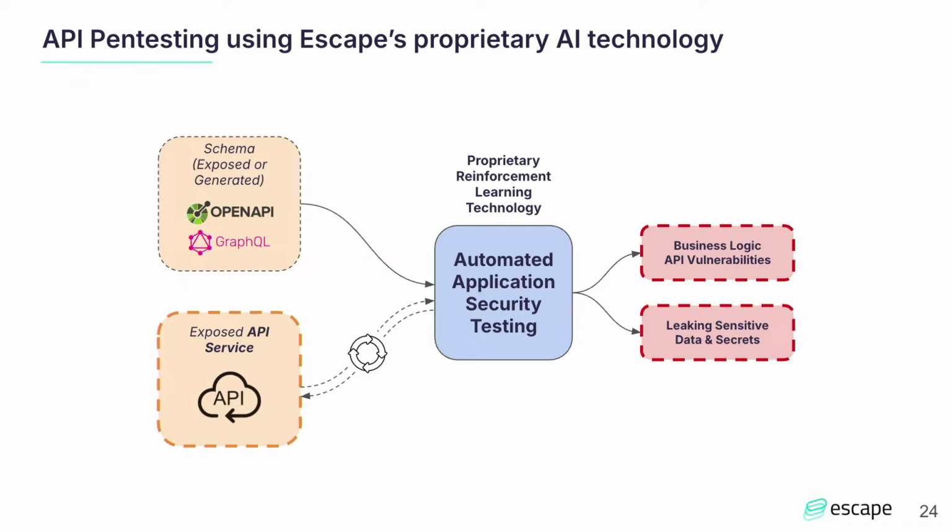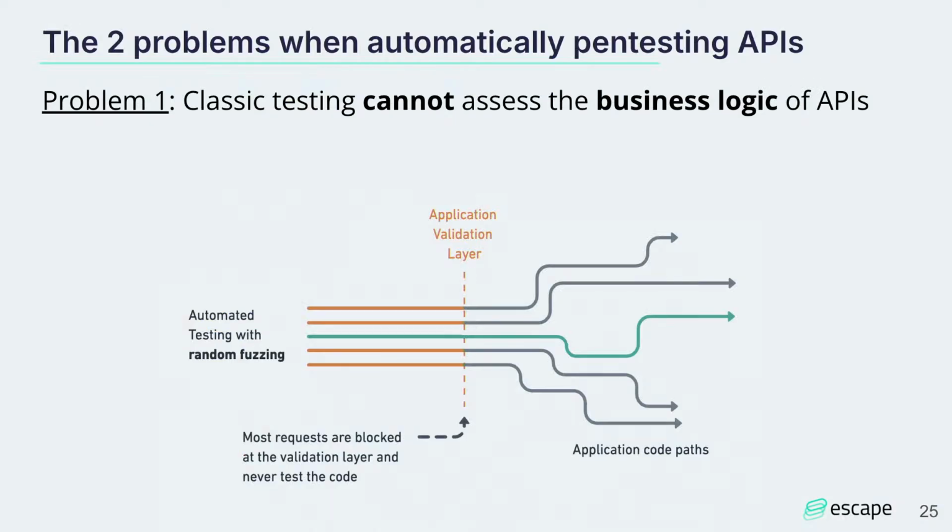How do we do this testing? Basically, our scanner takes an exposed service and a schema. Then we run our technology to find business logic flaws and leaking data or secrets. Let me explain how this works and why it's hard to actually assess the business logic of applications.